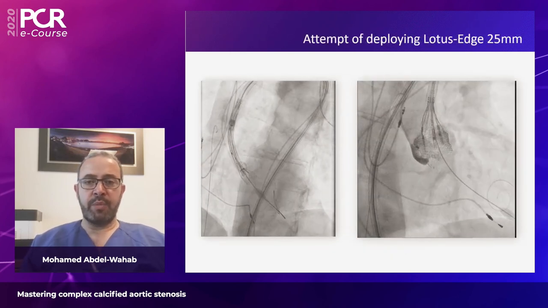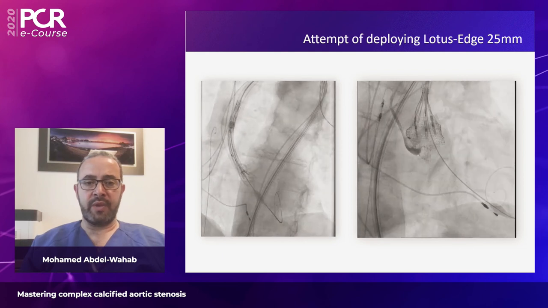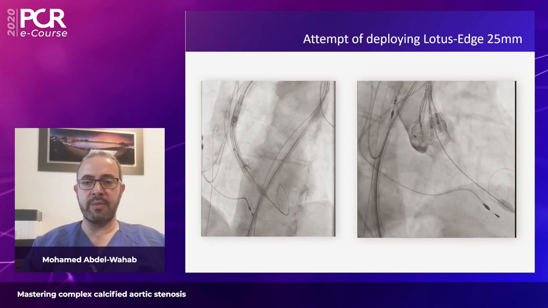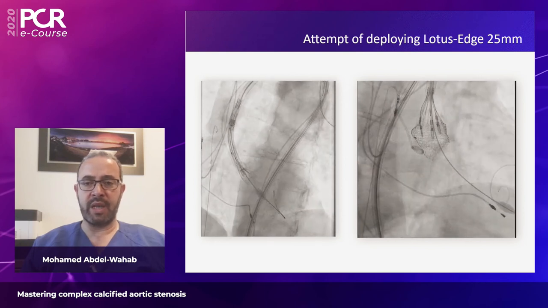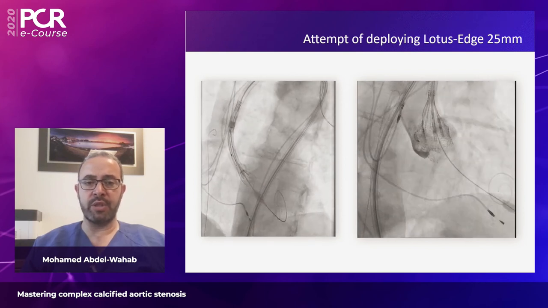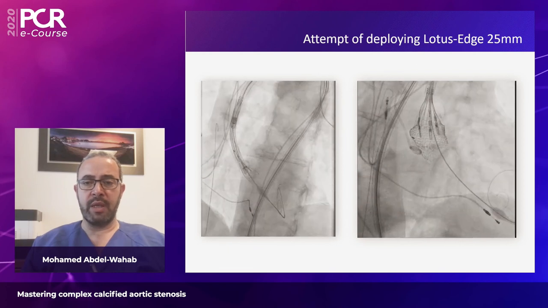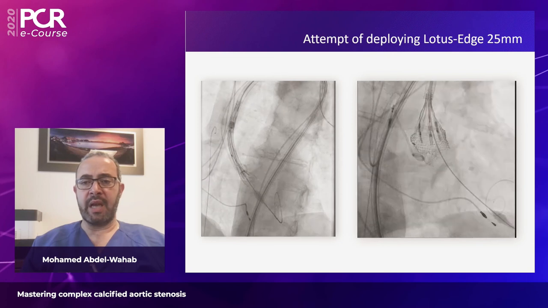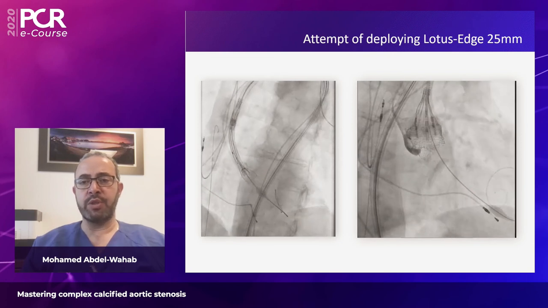This is the attempt to deploy the Lotus valve, the 25 millimeter Lotus Edge. According to the current implantation guidelines, which are different compared to the Lotus Classic, you start at a higher position, which would be around 8 millimeter below the annular plane. And this is how the valve looked like in the semi-locked position.